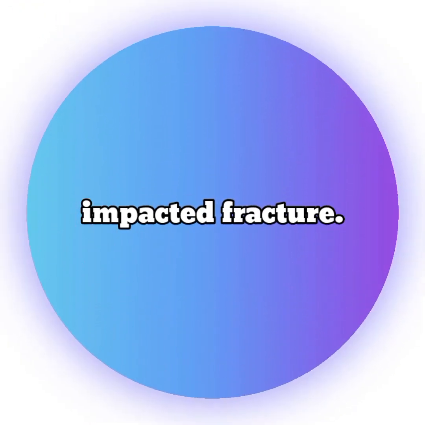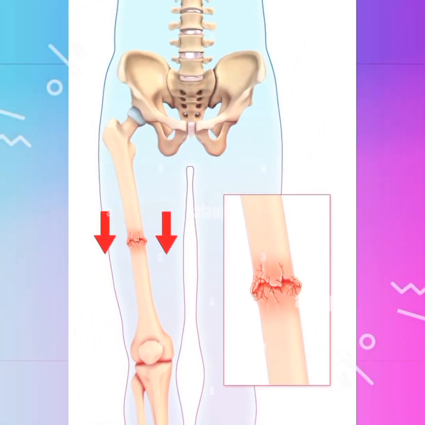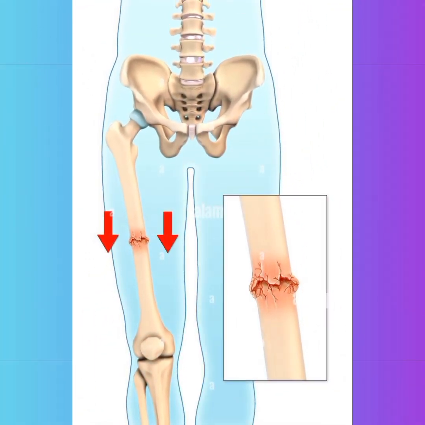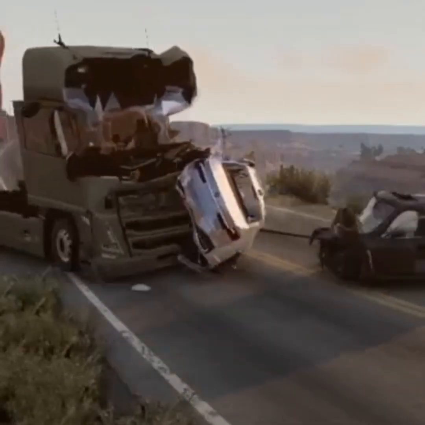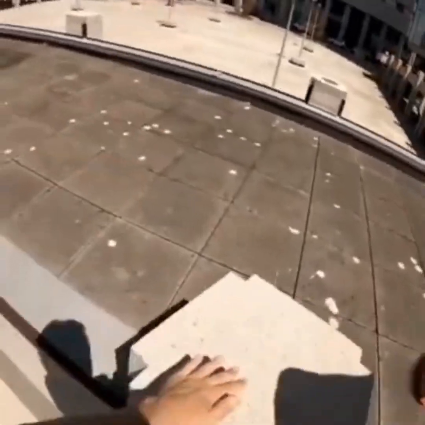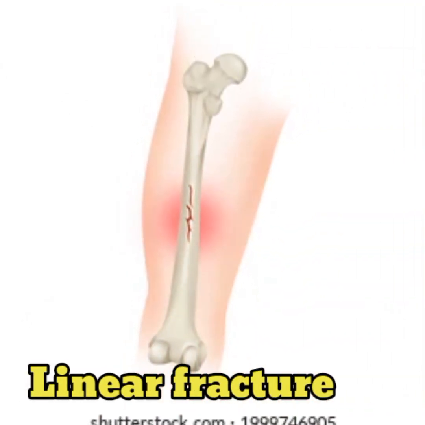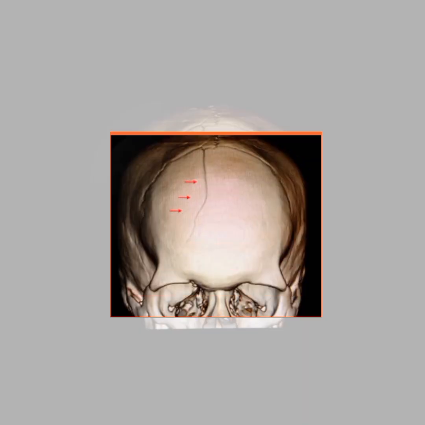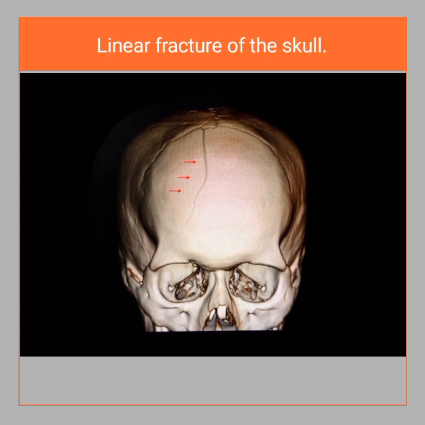Impacted fracture is another type. This one is similar to torus or buckle fracture. It occurs when broken ends of a bone are jammed together by high impact force, like in accidents or falls from great heights. Linear fracture. This is a break in a bone resembling a thin line without splintering or distortion of the bone. Mostly occurs in skulls. Most of the time it is caused by blunt trauma.